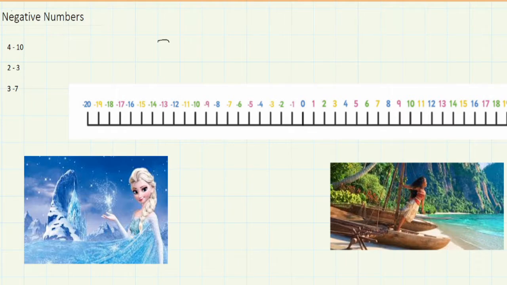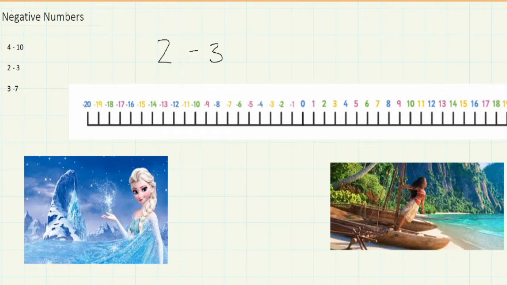How about 2 take away 3? Oh no, we can't possibly do that. Well, yes we can, because negative numbers do exist. And depending on what the question is asking, you'll understand what you need to be doing. So for 2 minus 3, your teacher might say, okay, we're going to go into the negative numbers, or we're going to say it's 2 degrees and it gets colder by 3 degrees. What temperature will it be? And we know that temperature goes into the negative amount.